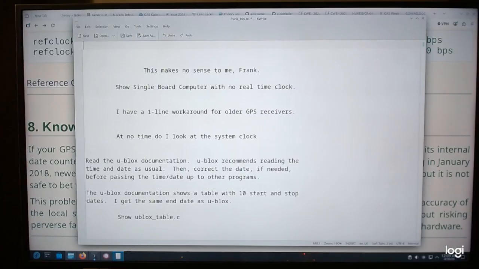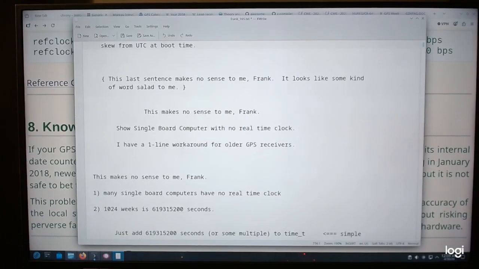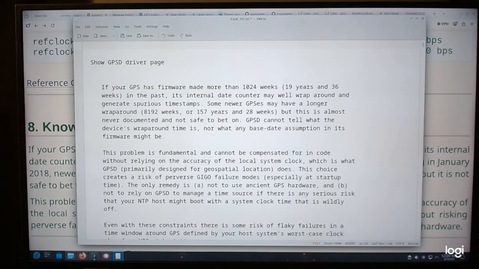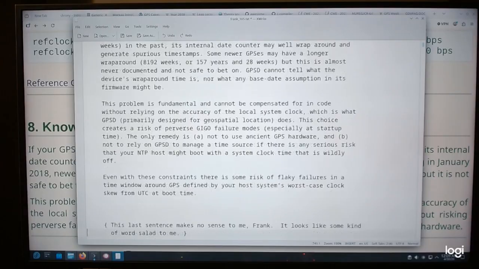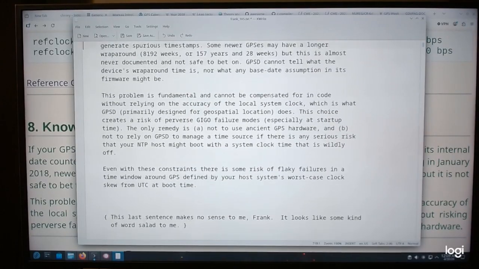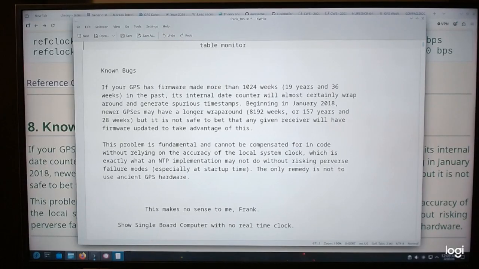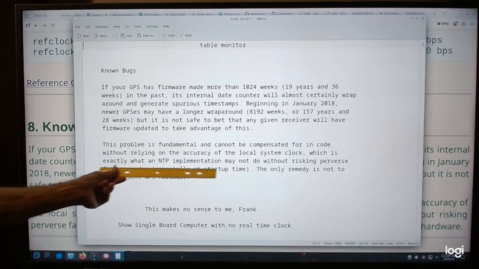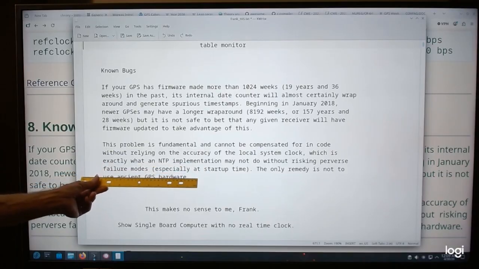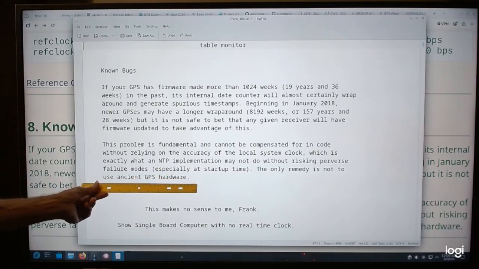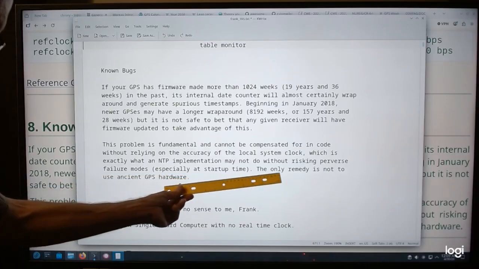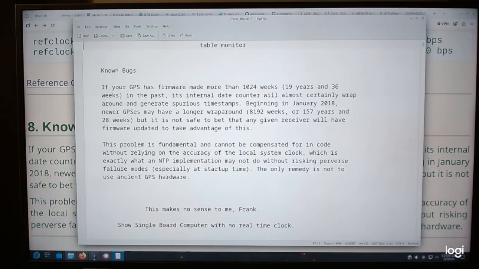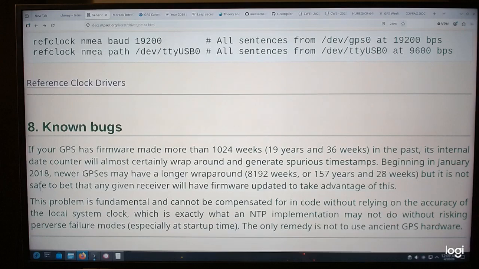Oops, where am I at right here? Yeah, so this makes no sense. Let me get back up here to where I was. Now, the only remedy, this makes no sense to me.